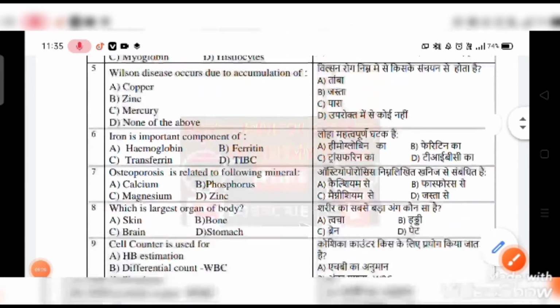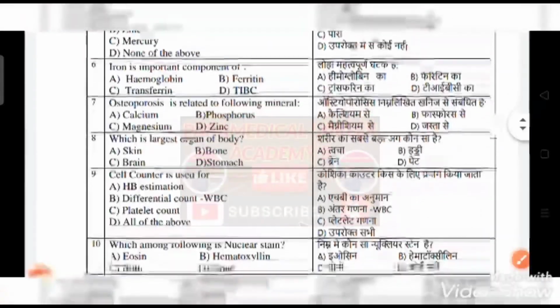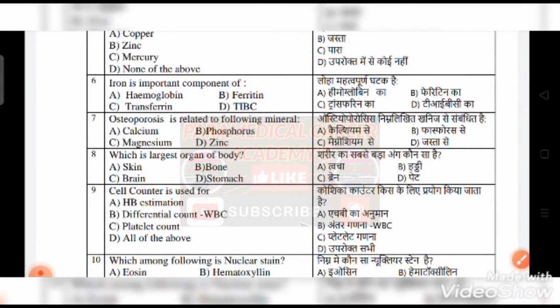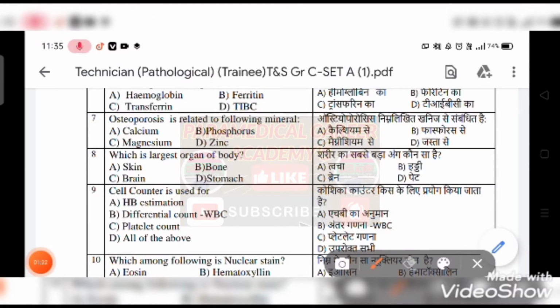Sixth question, iron is important component of? Answer is A, hemoglobin. Seventh question, osteoporosis is related to following minerals? Answer is A, calcium. Eighth question, which is largest organ of body? Answer is A, skin.